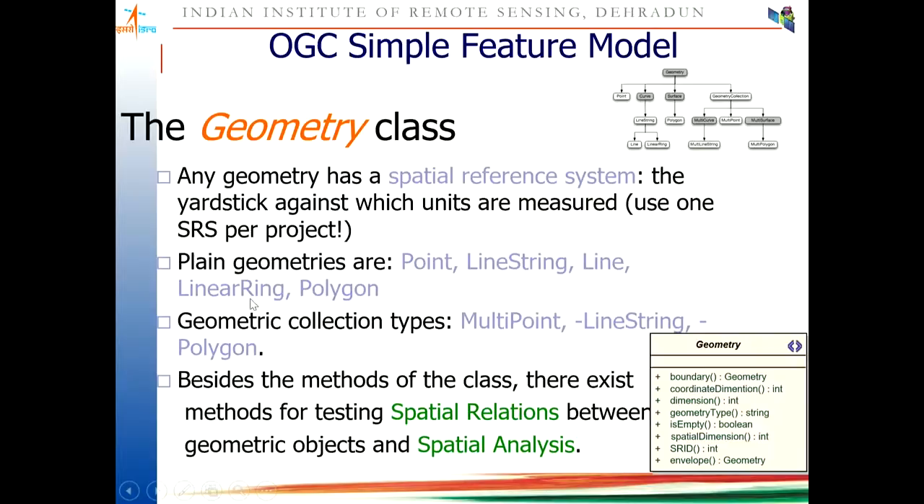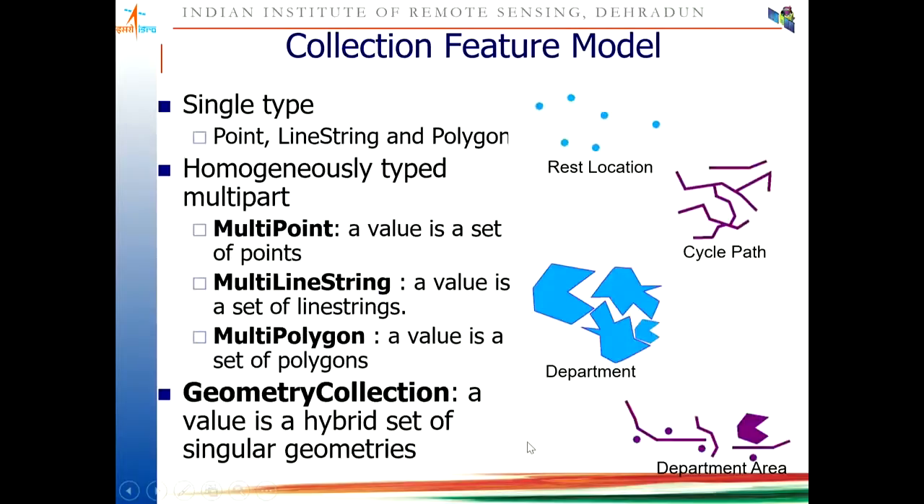So generally we can have a polygon within a polygon. So that kind of line rings can be provided. So these are basically planar geometries. The collection geometries are multi-point, multi-line string, and multi-polygons. So all these geometrical classes are supposed to have a representation of spatial relationship, so that spatial analysis can be carried out on the spatial objects.